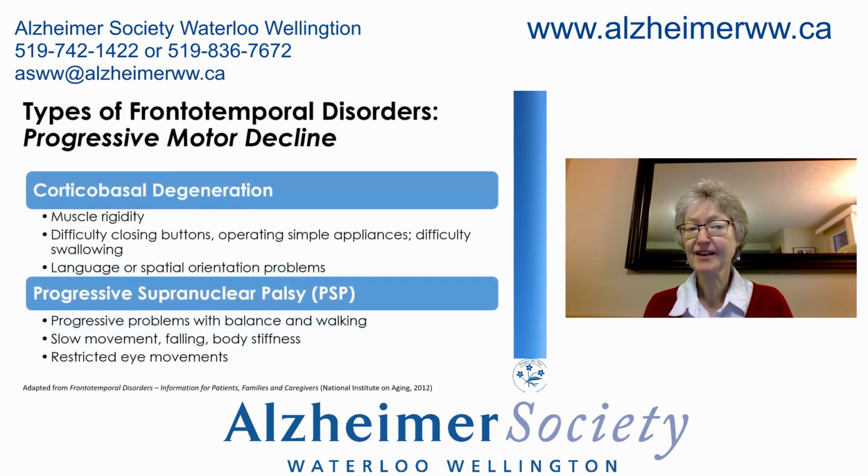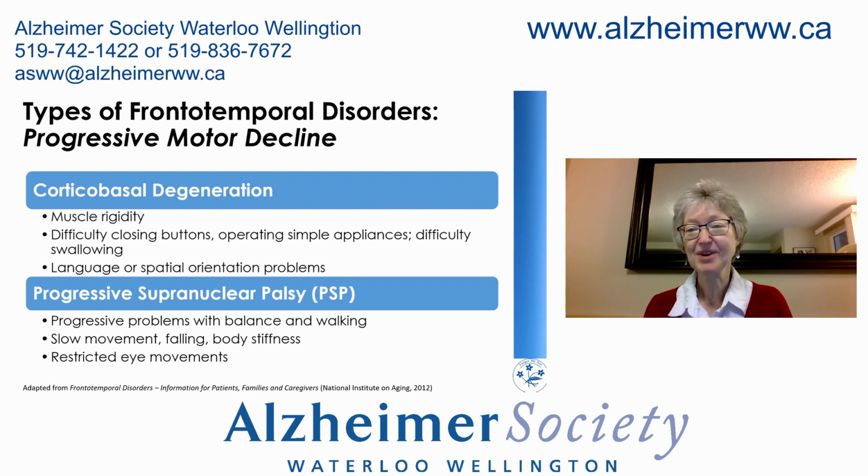There are also types of FTD that really show progressive motor decline. So corticobasal degeneration, quite rare. Muscle rigidity would be very obvious. Difficulty closing buttons, operating simple appliances. Again, the trouble swallowing, and language and spatial orientation problems. People struggle to manipulate objects and find their way within a space.